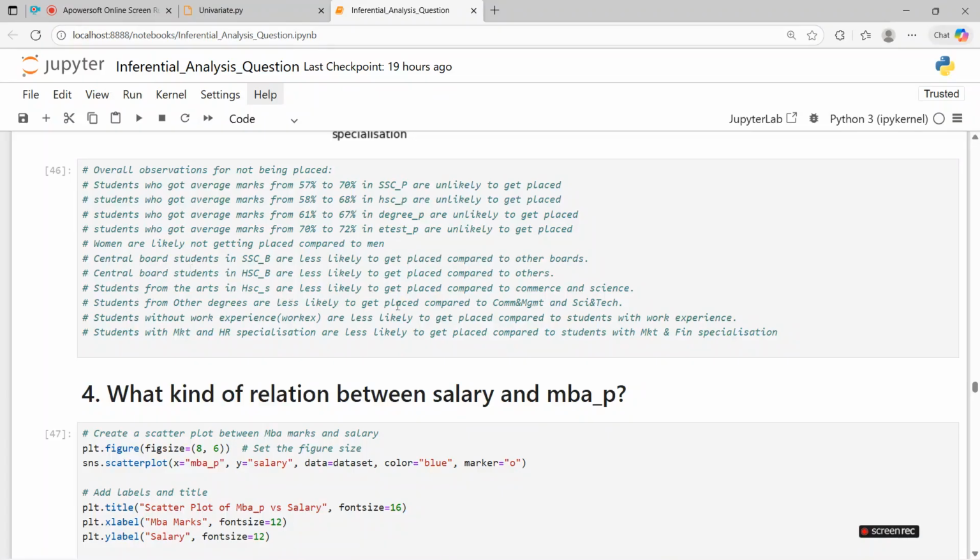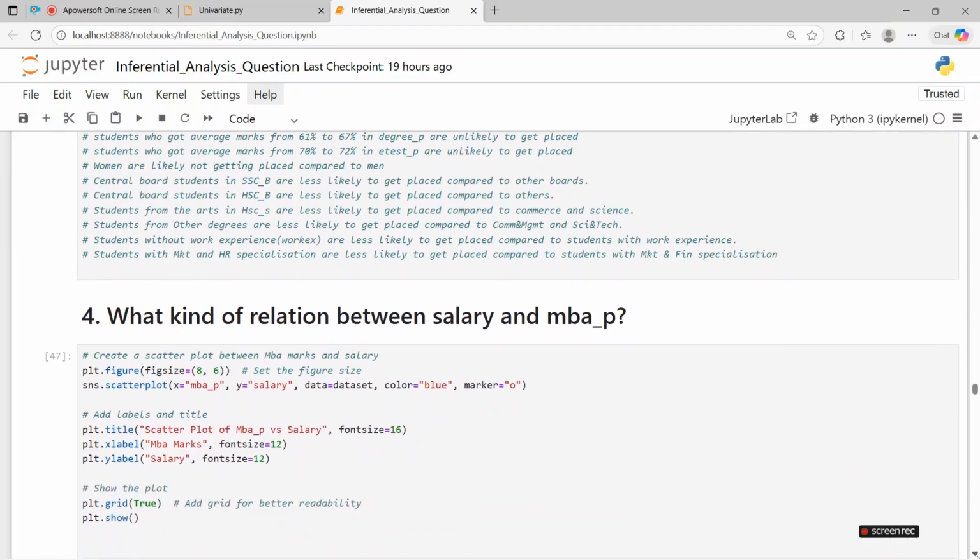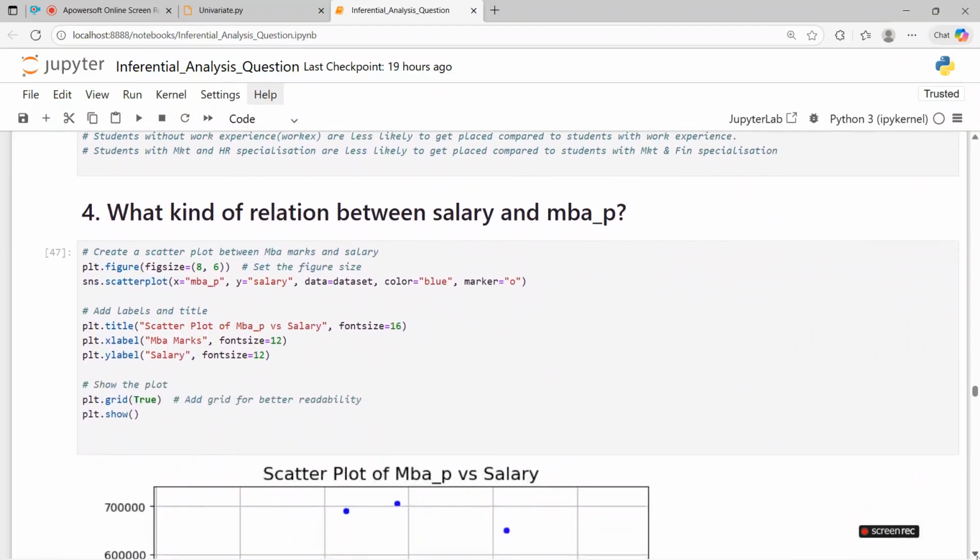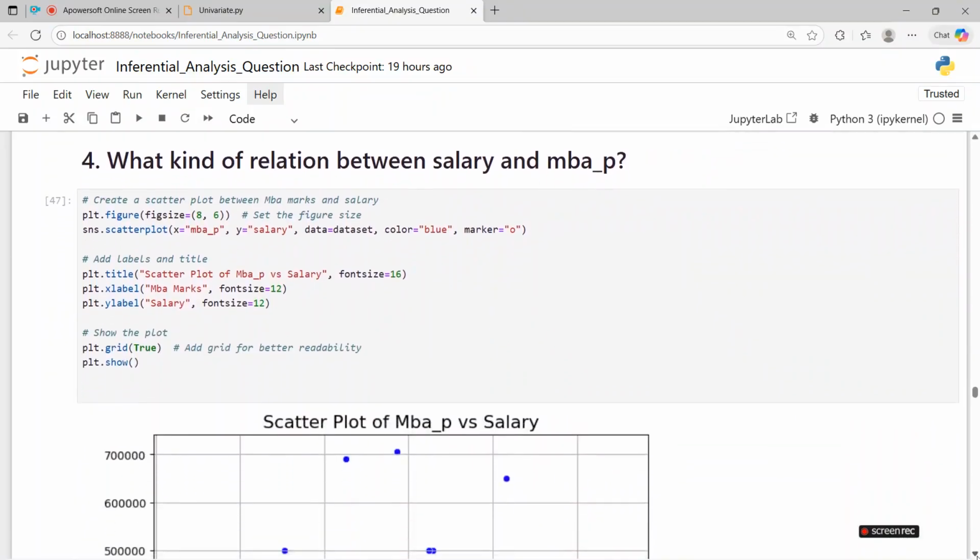Students from other degrees are less likely to get placed compared to commerce and management and science and tech. Students without work experience are less likely to get placed compared to students with work experience. So students with market and HR specialization are less likely to get placed compared to students with market and finance specialization. So the next question is we need to find the relationship between salary and MBAP.